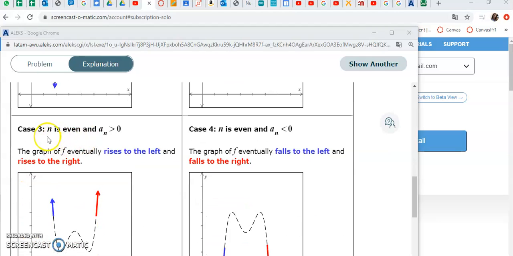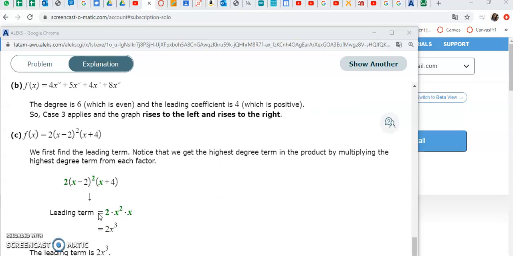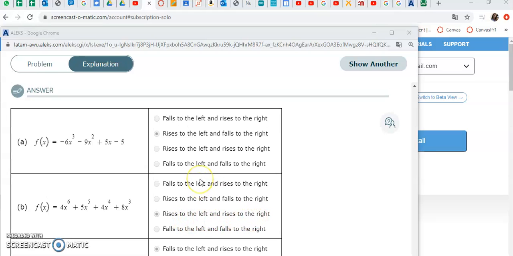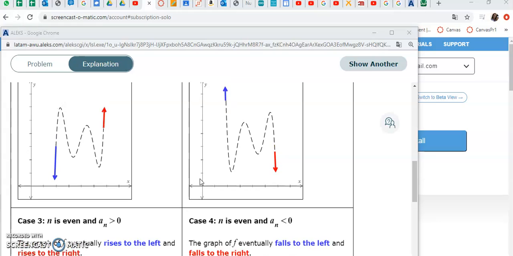Here, it says when n, which is the degree, is an even number, and a subindex n, which is the leading coefficient, is greater than 0, it means that this is a positive number. We have this behavior. It rises to the left and also rises to the right, as when the parabola opens upwards, okay? So let's see. In the answer, we have to select the option that says rises to the left and rises to the right, okay?